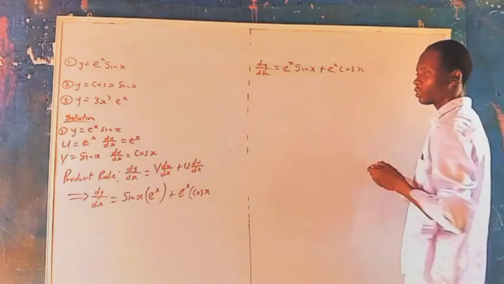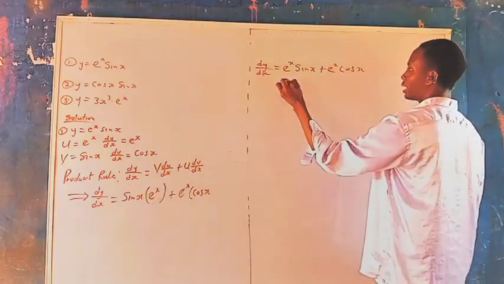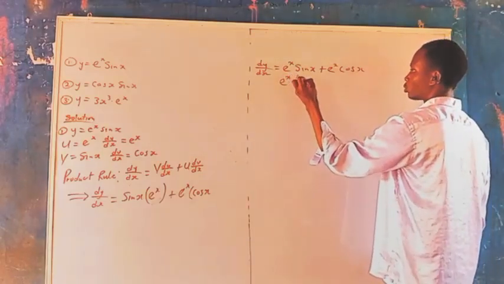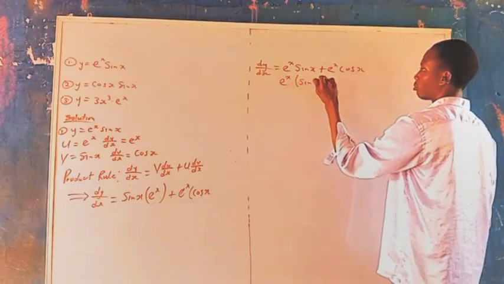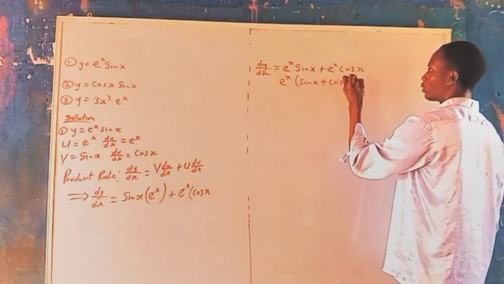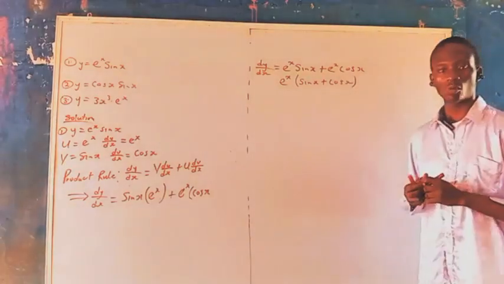Now if you look at this, we have something in common, which is e to the power of x. So I have e to the power of x times (sine x plus cos x). Okay, so this is the solution to number one.